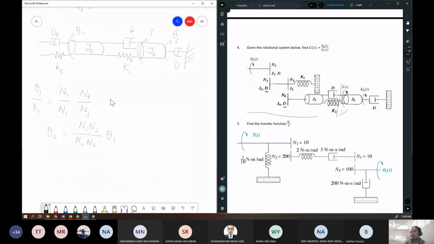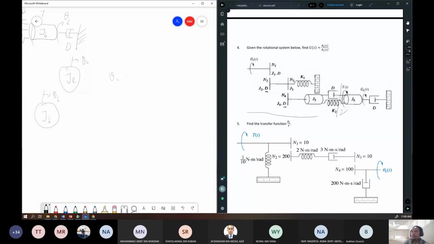So now you have transferred everything, so you can draw the free body diagram of this system. I leave it to you to draw the free body diagram for this system. It's a 2 degree of freedom system, so you have one free body diagram for JE and one free body diagram for J6. You have theta 6 here and theta 2 here. So your equation later will be theta 2 something plus theta 6, so this is also theta 2 plus theta 6 equals T equals 0.